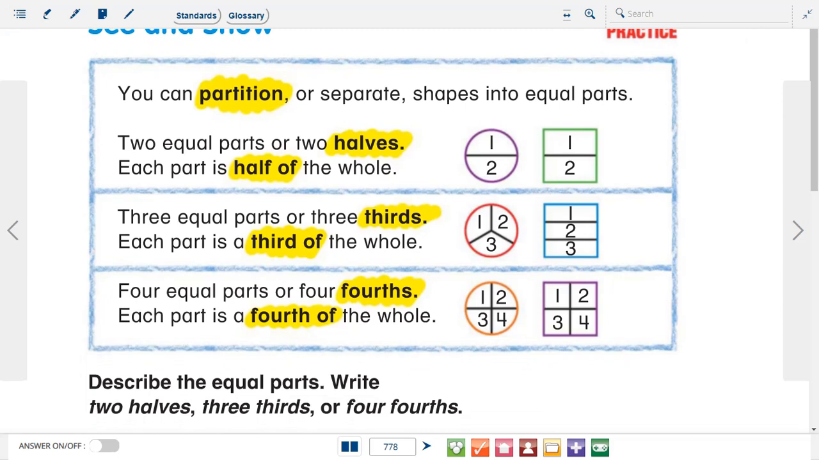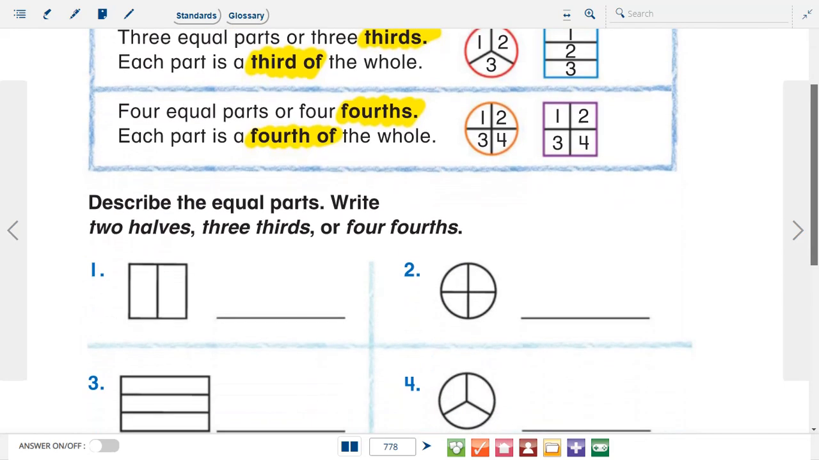Also, we can cut the shape into 4 equal parts, okay? So, 2 equal parts, halves, 3 equal parts, thirds, 4 equal parts are fourths, okay? Each one of them is a fourth of whole. So, this is a fourth of a circle, this is a fourth of a square, okay? So, halves, thirds, and fourths. I think they are clear now.